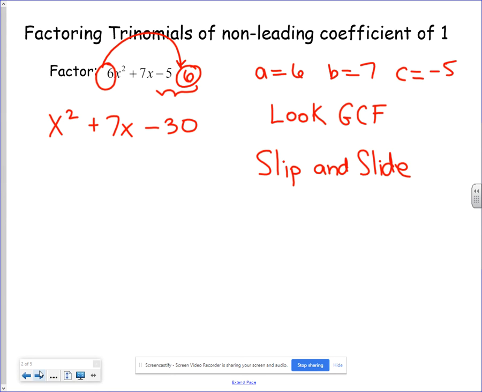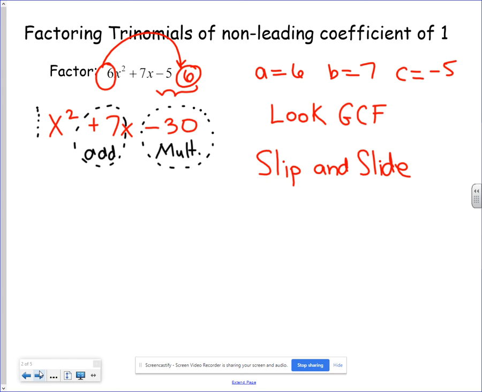Now it's like that example I just did. We have a leading coefficient of 1. So I'm going to ask myself, what multiplies to be this last number? So what multiplies to be -30? I'm looking for two numbers that multiply to be -30 and add to be 7.